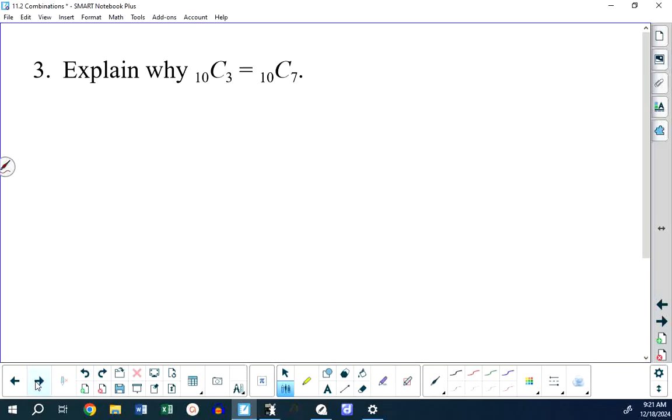Explain why 10 choose 3 and 10 choose 7 are the same. I would like you to calculate 10 choose 3 on your calculator. Owen, have you got 10 choose 3? 120. And have you also found that 10 choose 7 is 120? Why are they the same?